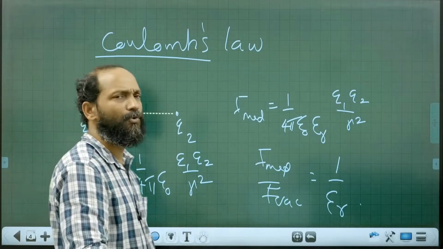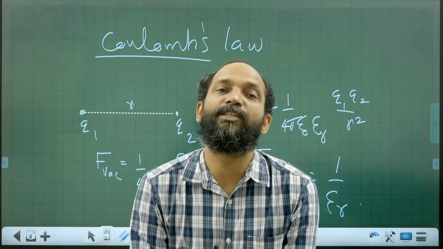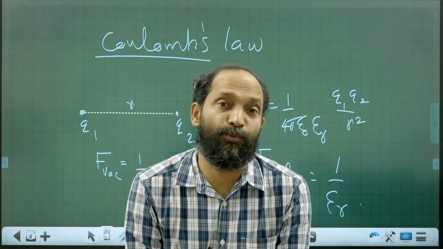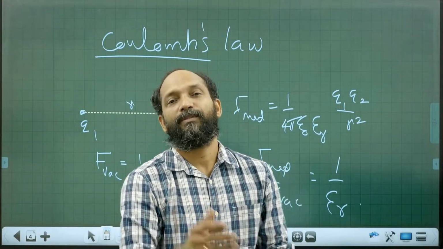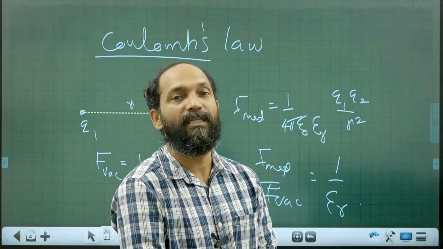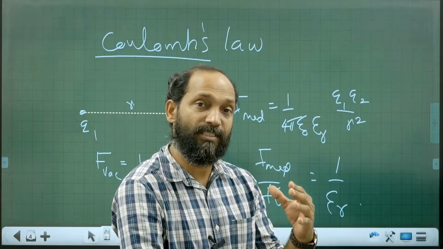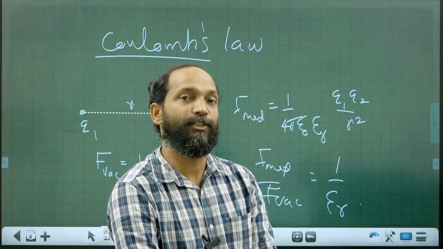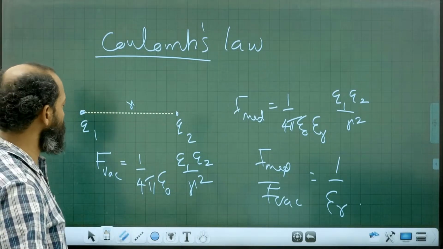In vacuum, if the force is 80 Newton, and you fill the space between these two charges with water, the force becomes 1 Newton because it reduces from 80 to 1 Newton. It becomes 1 by 80. So the force becomes 1 by epsilon R. So in vacuum the force is F, then in a medium it is F by epsilon R. That's the thing. So relative permittivity doesn't have unit or dimension. That's Coulomb's law.